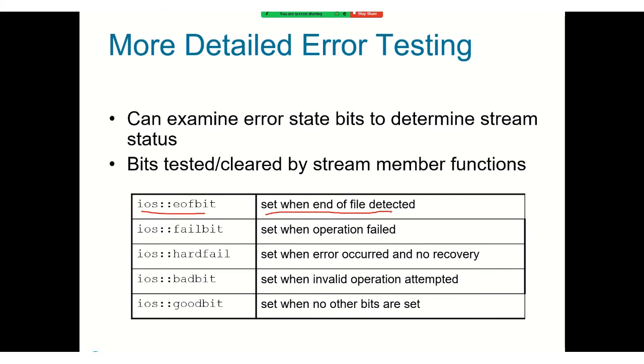So if there is any error in reading the file, there are certain bits C++ sets for you when you handle the file. When you use C++ fstream to manipulate your file, it gives you these methods: EOF bit. There is a fail bit, set when an operation fails. Hard fail is set when an error occurs and there is no recovery. Bad bit is when an invalid operation is attempted, and good bit is when no other bits are set.